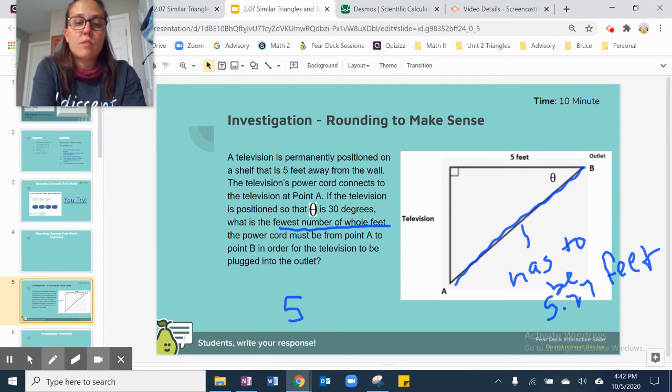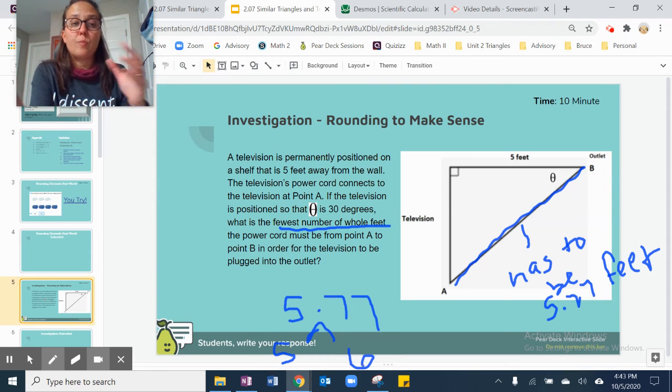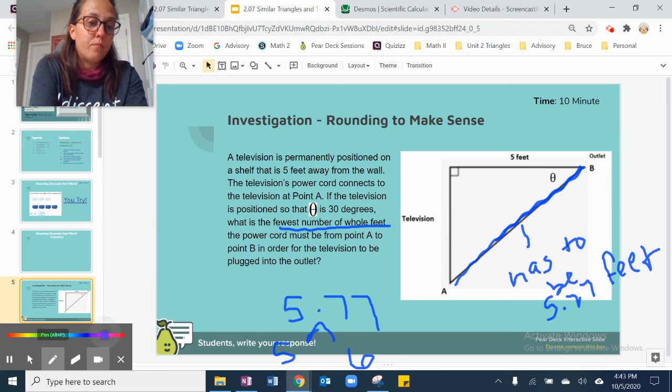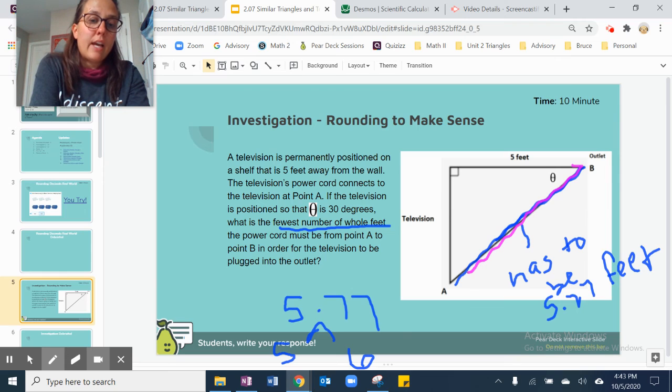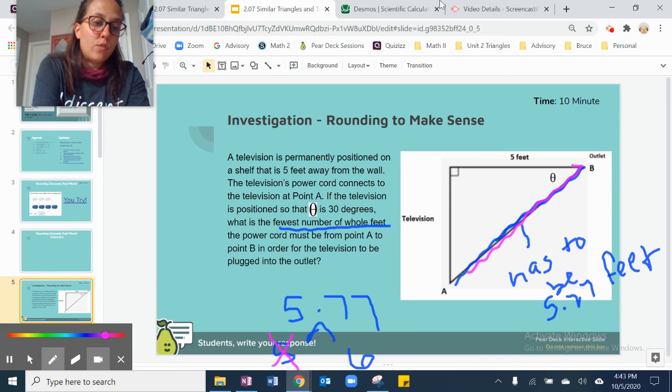So in this case, 5.77 would round up to what, right? What is the fewest number of feet? So we have the option of 5 feet or 6 feet, right? We need to choose between the two because we want whole feet. Well, if it was 5 feet, would it be able to reach the television? It would fall short by just a little bit, right? So instead, we're going to have to choose 6 feet.